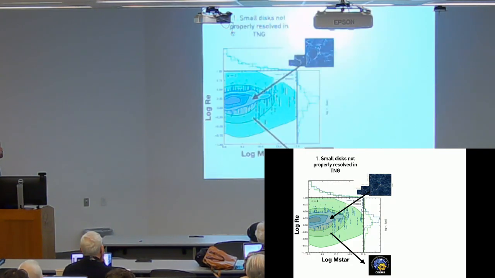So one obvious explanation is that these are very small systems, and so there's no match between the simulation and the observation. And we need to compare to more simulations, okay? So it could be that these are simply small disks. They could be disks, but they are not properly resolved in TNG.